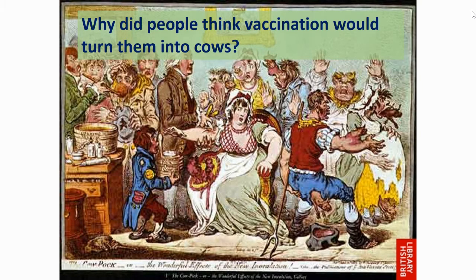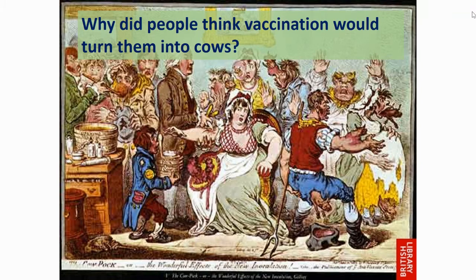This is an interesting one and something that is quite relevant today. This is people's reaction to the first ever vaccination. If you look closely, you can see that there are what appear to be cows coming out of people's body parts. And you can see by looking at their faces, they're very alarmed and they're very scared. Why was this? Well, the first ever vaccination was the vaccination against smallpox.